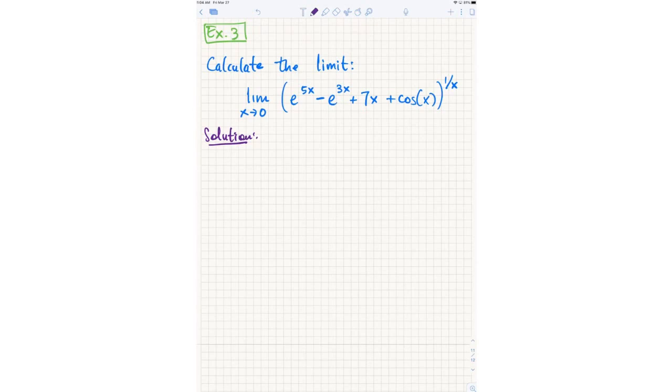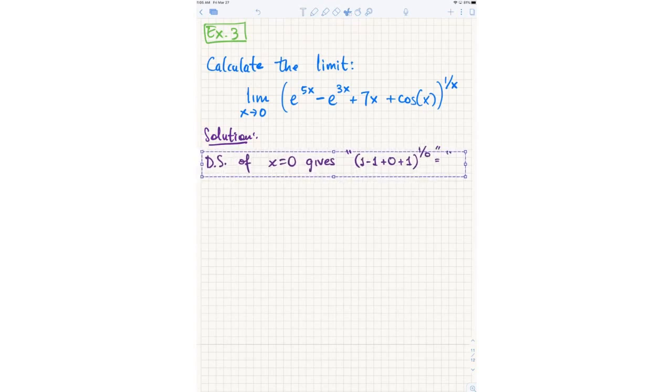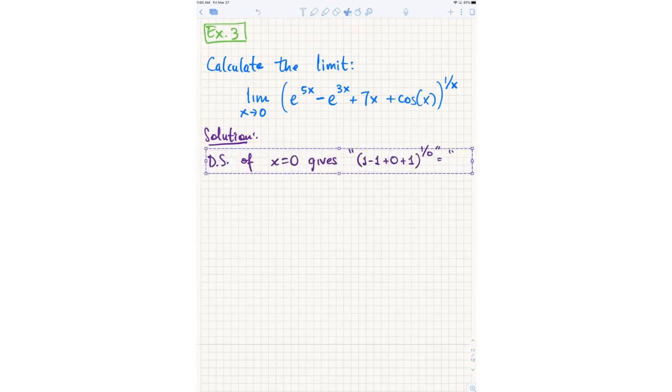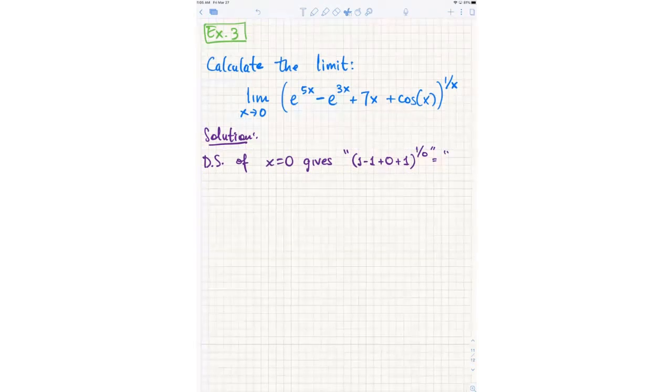So let's approach this limit how we do any other limit. What do we do? We directly substitute the number, right? So direct substitution of x equals 0 gives, all right, let's see what it gives. We get 1 minus 1 plus 0 plus 1 all to the power 1 over 0. And so how can I write that? So 1 over 0 you should think of as what in this context? You should think of 1 over 0 as infinity. That's right. So this looks like 1 to the infinity.